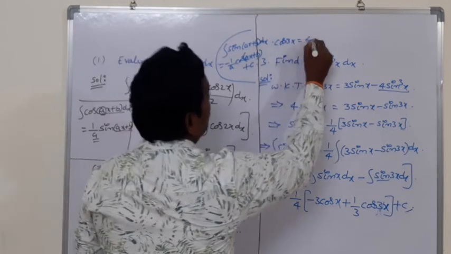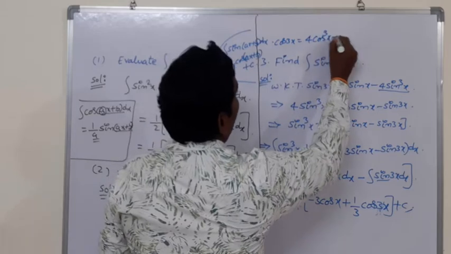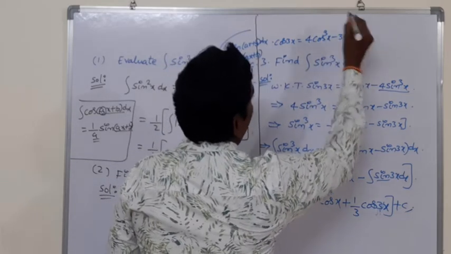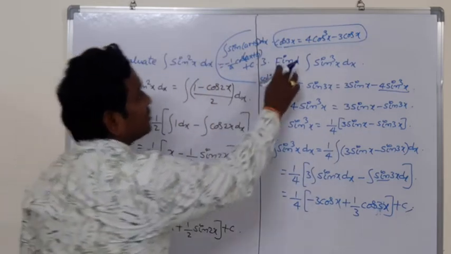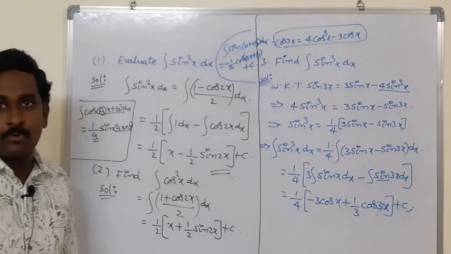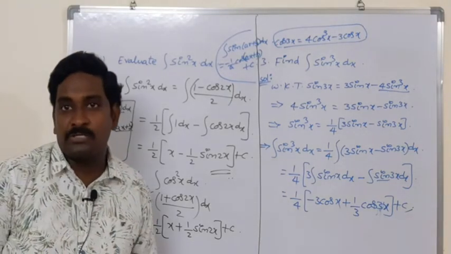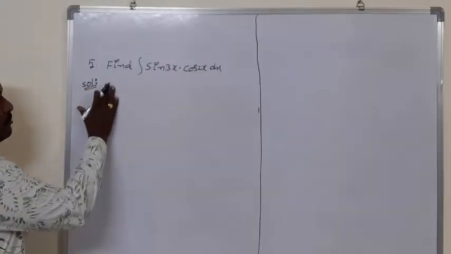Cos 3x is equal to 4 cos cube x minus 3 cos x. By using this formula, you can find out the integration of cos cube x dx. Okay, I will give the next problem now. Please note down. This is the next problem.